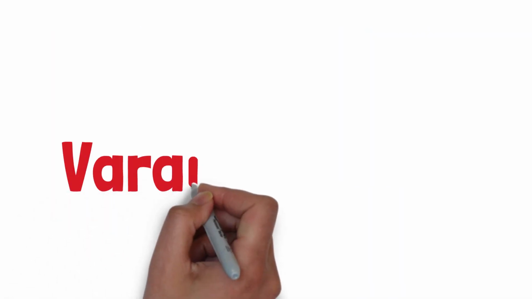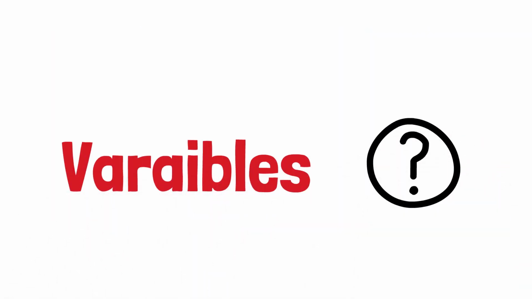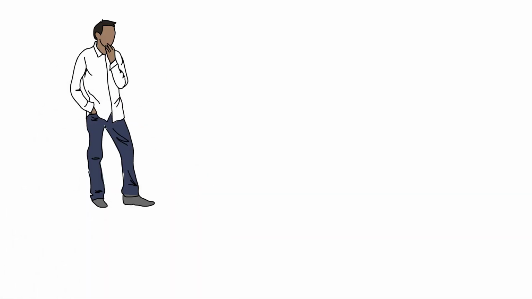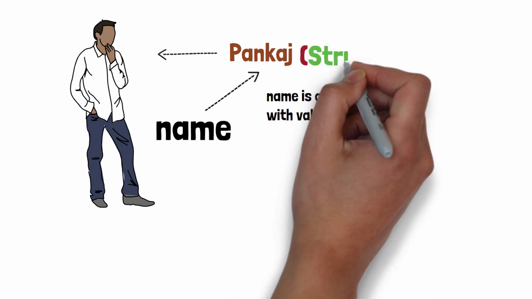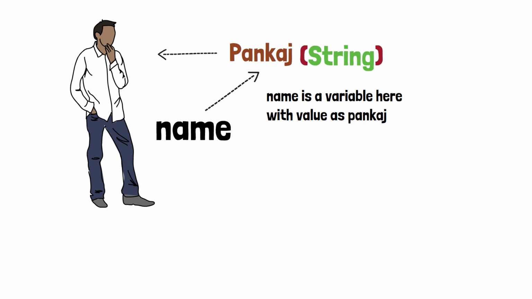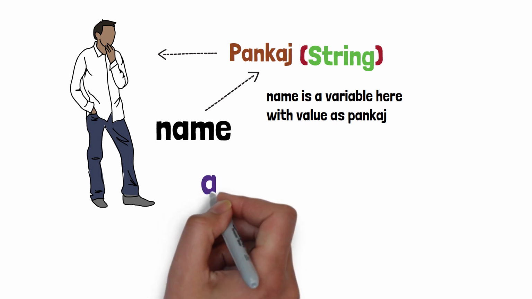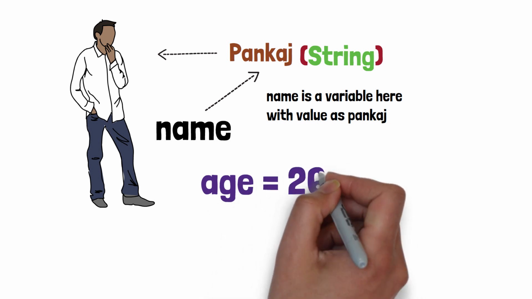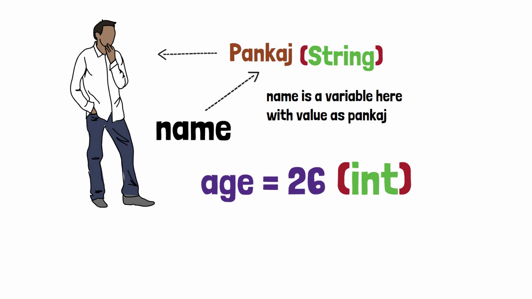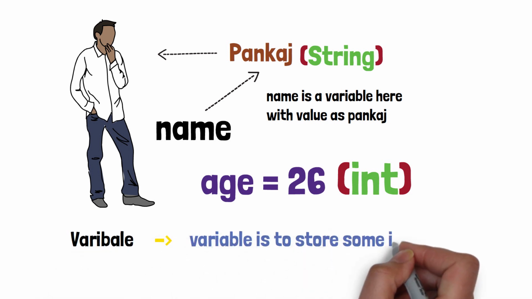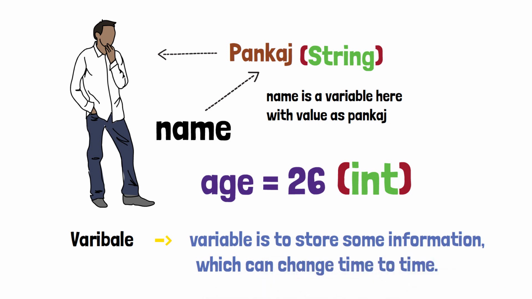Now let's quickly understand what variables are. To represent anything, any person, any object, we give a name. Like my name is Pankaj. Everyone knows me by my name Pankaj. So name is a variable here and it is storing Pankaj as a value, that is of string type. Let's say age is another variable storing 26 as a value, that is of type integer. Definition-wise, we will say a variable stores some information which can change from time to time.